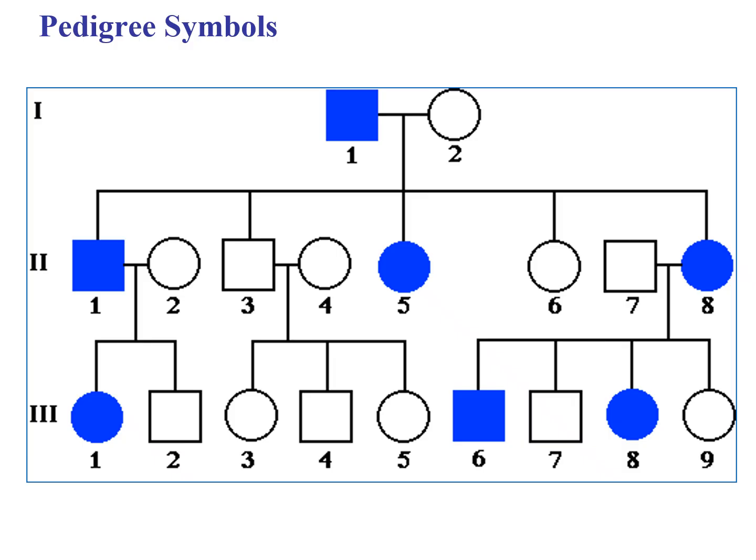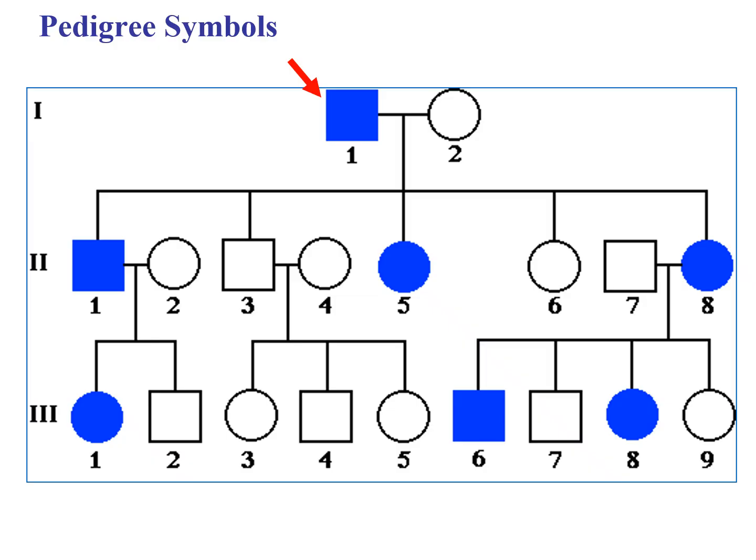For instance, if our individual of interest is the person in generation 3, number 8, what can we tell about that person? Well, they are a female who is affected by the trait we're interested in. They have one sister and two brothers, one brother of whom is affected. Their mother is affected, as is their grandfather.